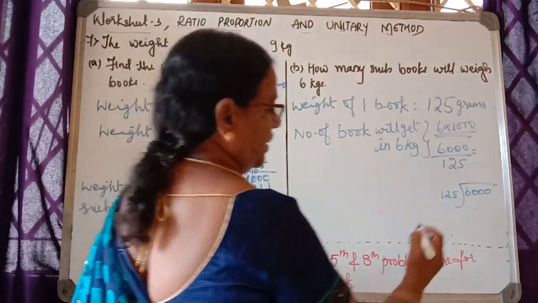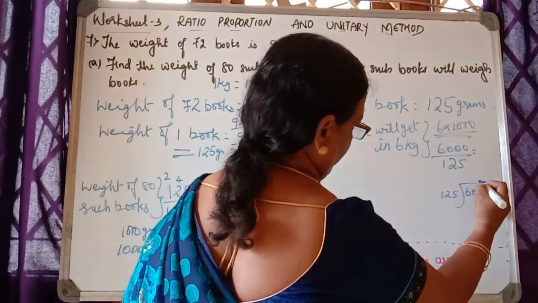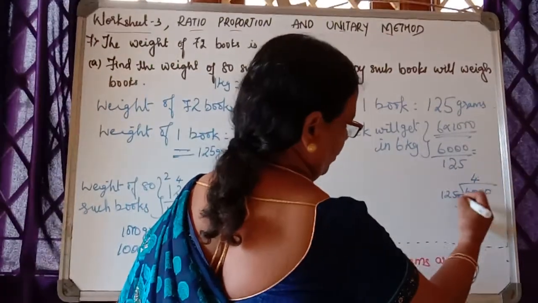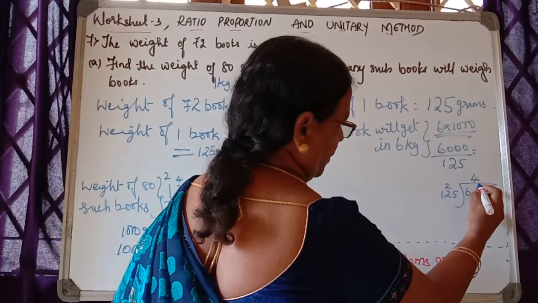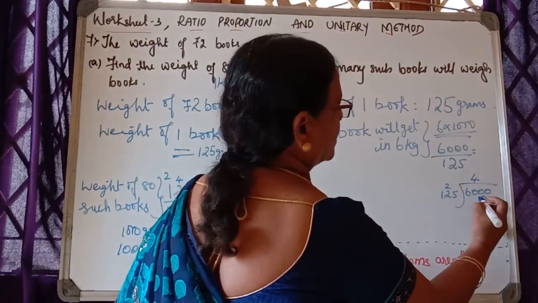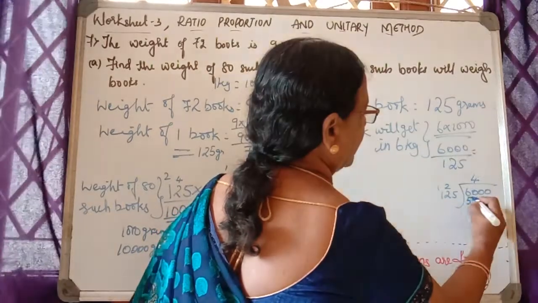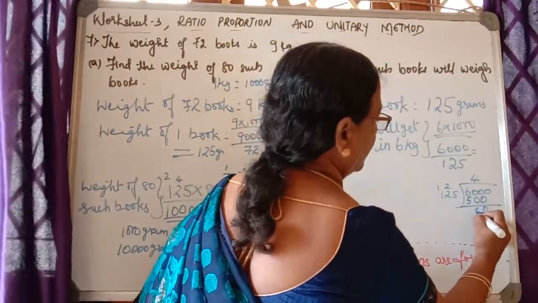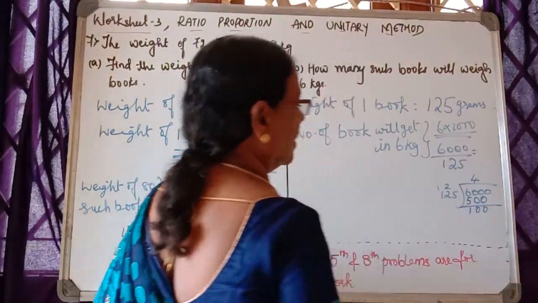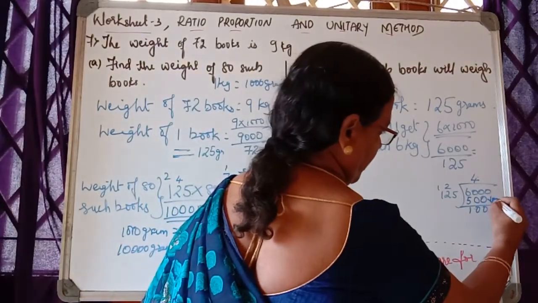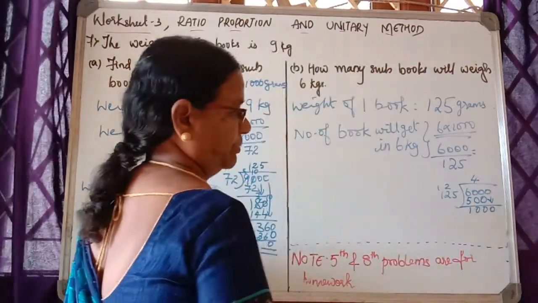In 600 over 125, how many? We take 4. 4 5s are 20. Remainder 2. 4 2s are 8 plus 2, 10. Remainder 1. 4 1s are 4. 4 plus 1, 5. 0. 6 minus 5, 1. Now we will bring 0 here.